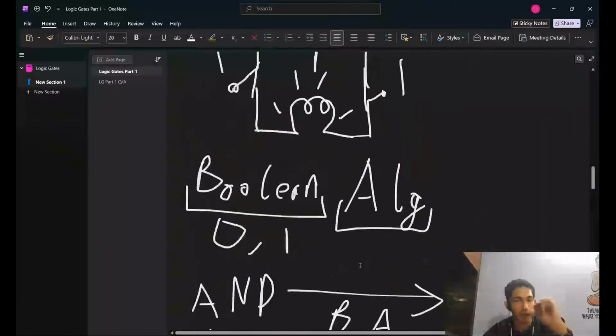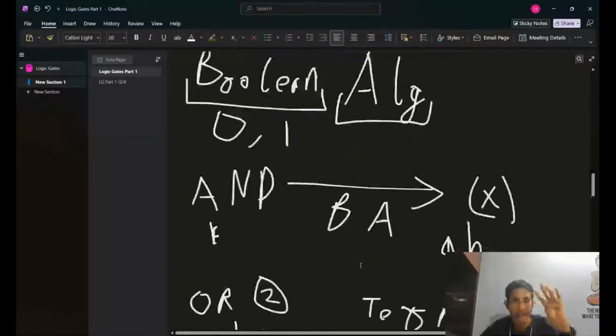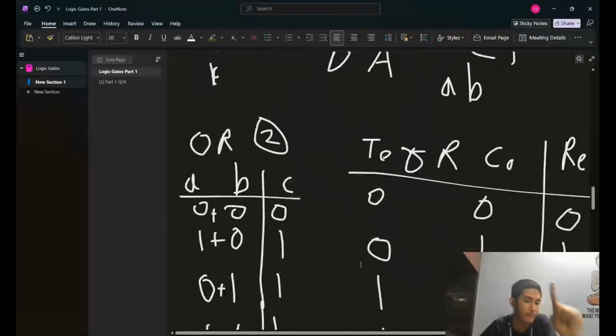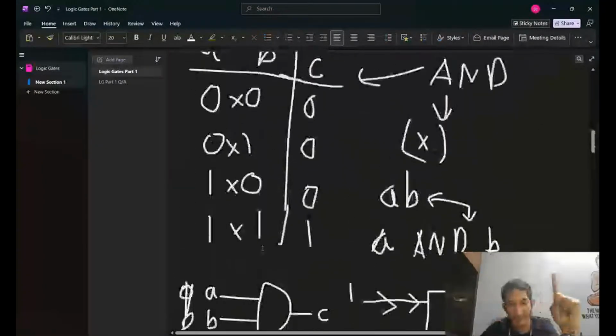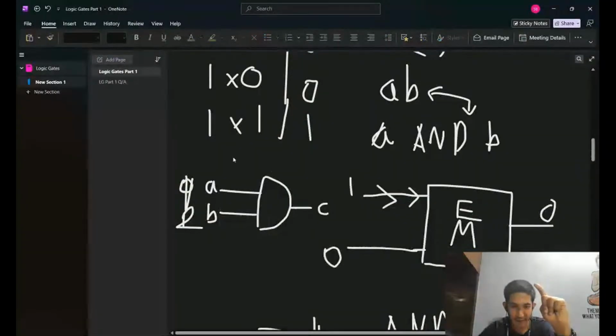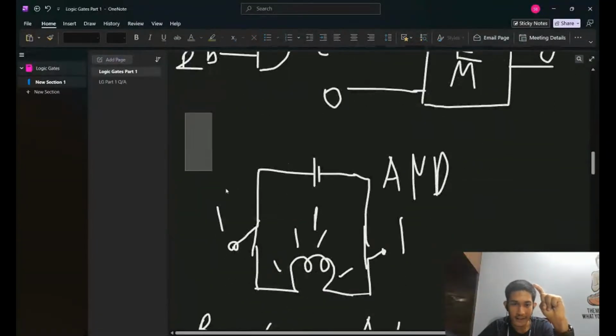Yes, we also explore types of gates. The AND gate checks if both inputs are true. So if only A and B are true, then C will be true. Its symbol is like this, and the circuit diagram is like this.